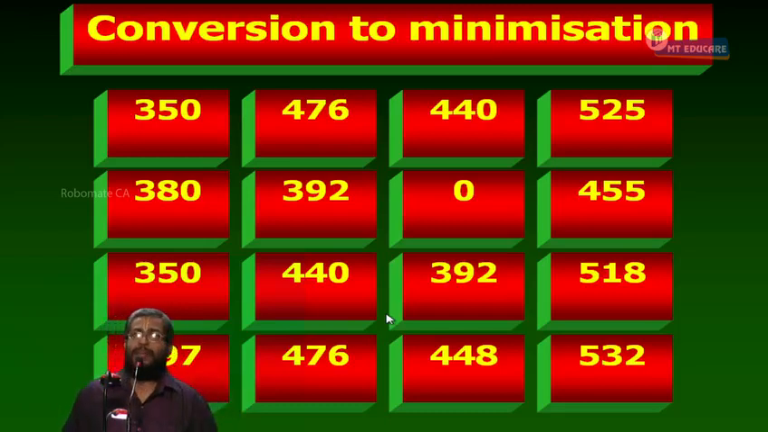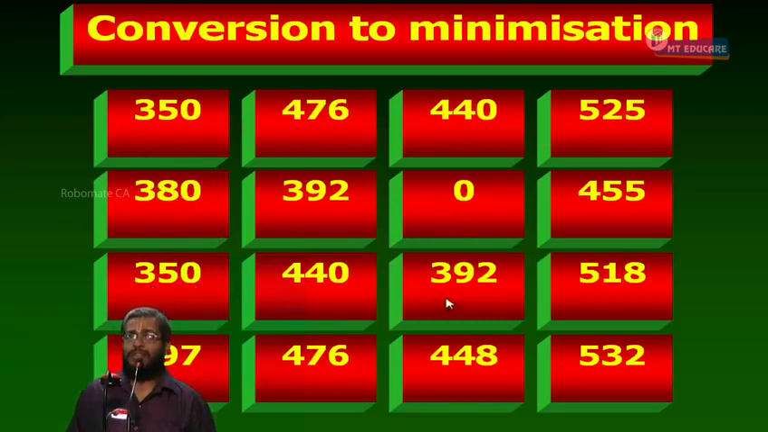Now everybody, what is step 1? Row operation. What is the least number in the first row? It is 350. So we have to reduce 350 from all those numbers. 350 minus 350, 0. 476 minus 350, 126. 440 minus 350, 90. 525 minus 350, 175. Next, the least number is 0, so the row remains unchanged.